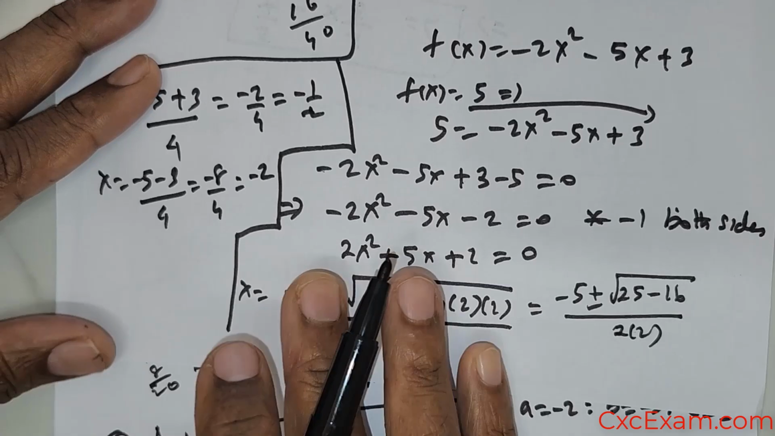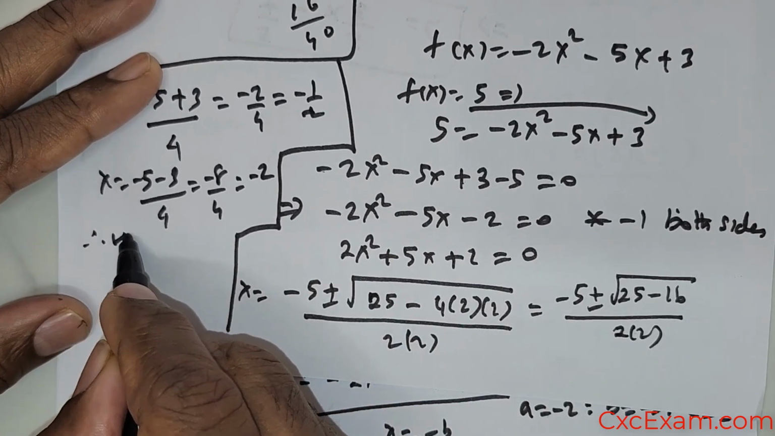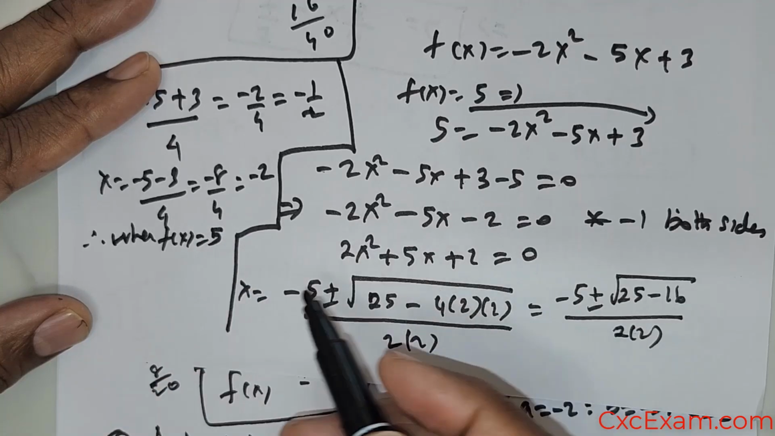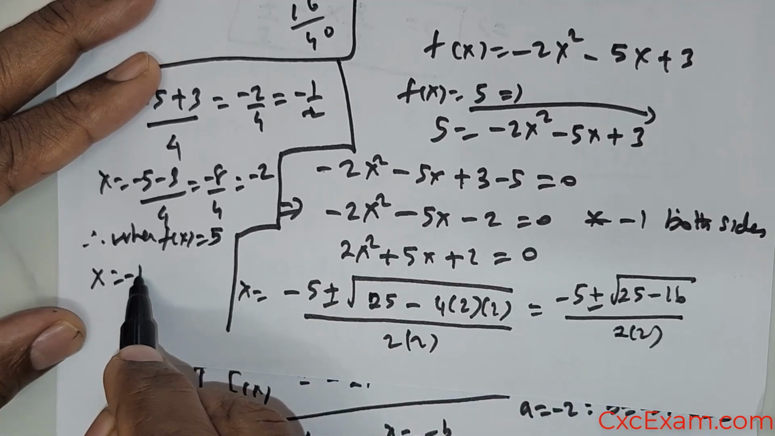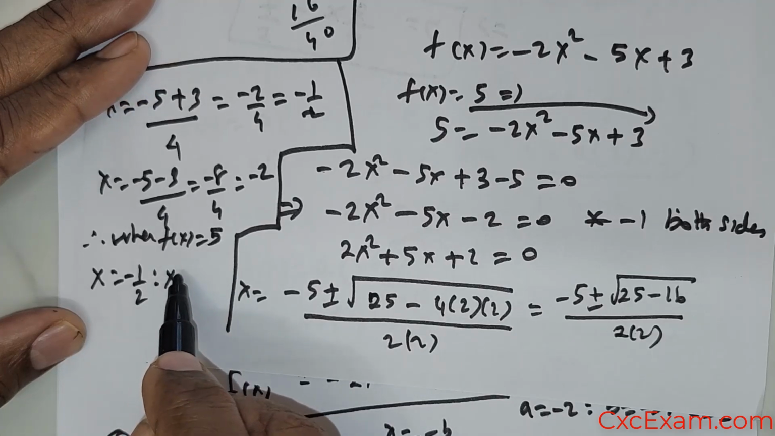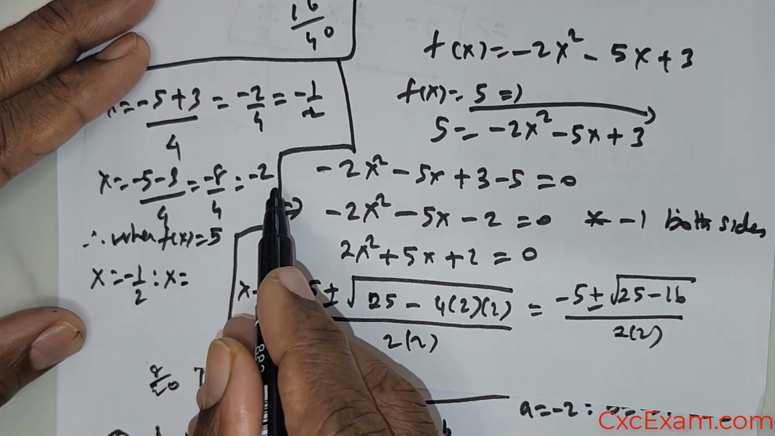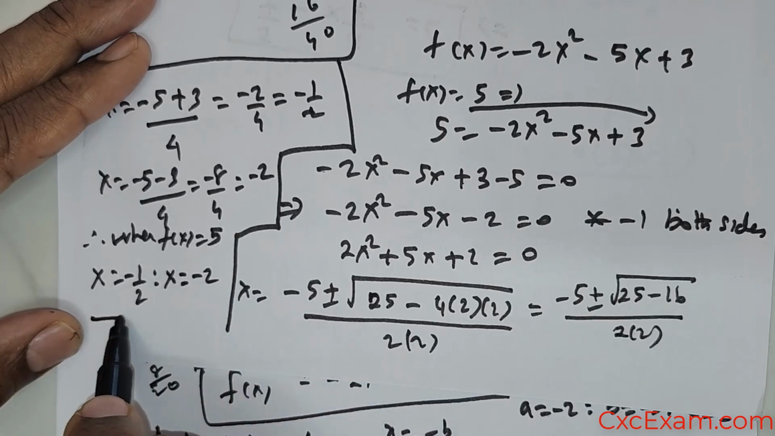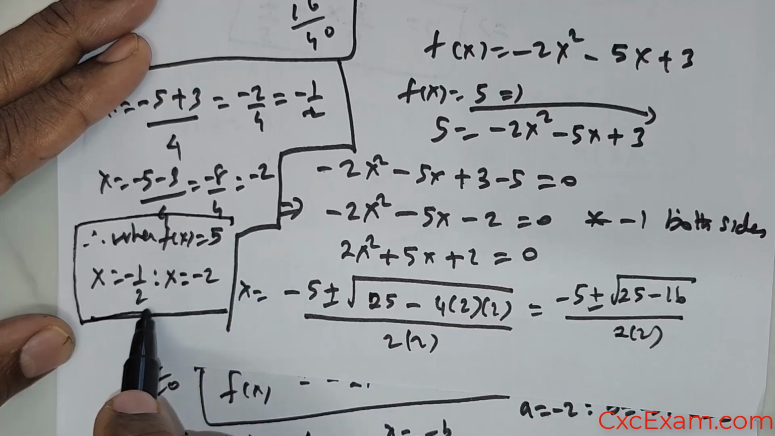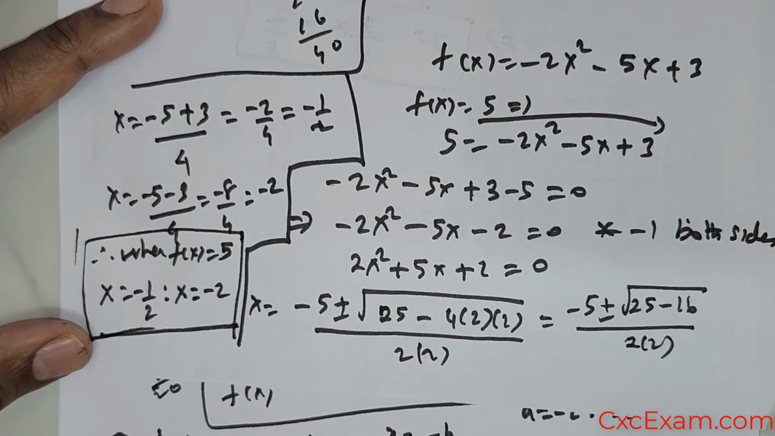So you can sum up the result. Therefore, when f of x is equal to 5, x is equal to negative 1 over 2, or x is equal to negative 2. So you can actually box that result. So that is the conclusion for this question.